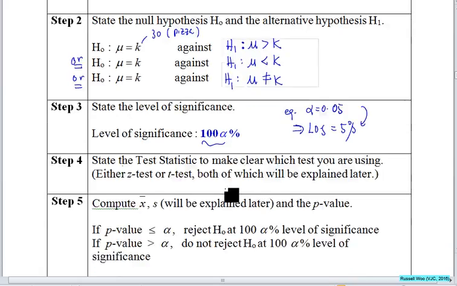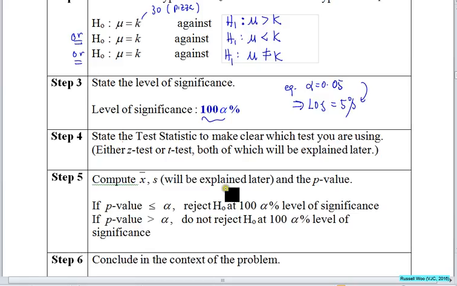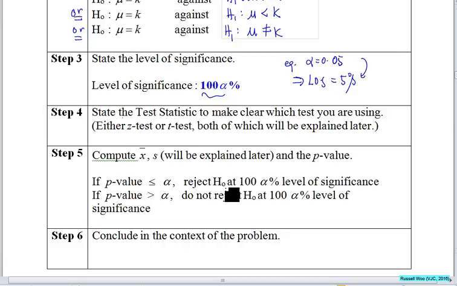Step 4. State the test statistic to make it clear which you are using. I'll explain this later, but most of the time it's either the Z test, which we dealt with earlier, remember the standard normal, or the T test, which is not discussed yet. Don't worry about it. Step 5, you compute. We'll explain all this later. Remember the decision making: if the p-value is small, that means it's rare, you reject. If the p-value is not so small, you do not reject. And finally, you conclude.